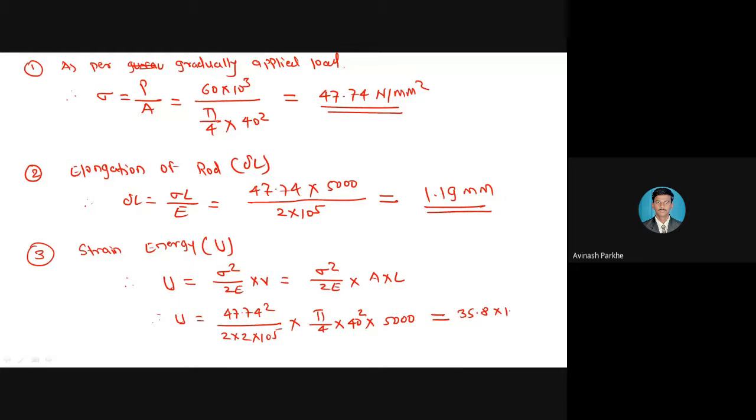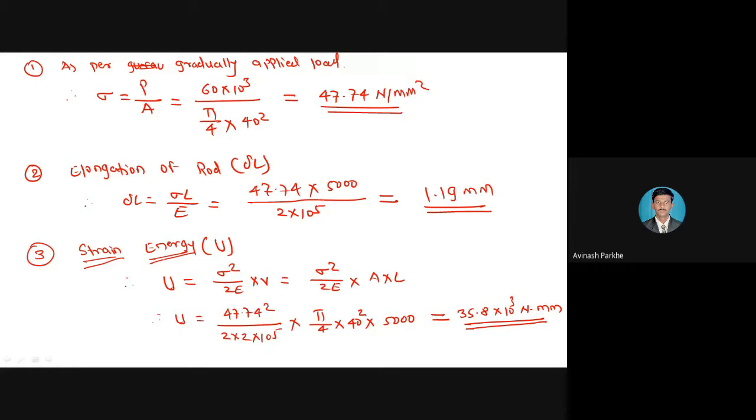35.8 into 10 raised to 3 Newton mm. This will be the strain energy stored in the circular bar due to 60 kilonewton gradually applied load. So whatever these three parameters are, sigma, elongation, and the amount of energy stored, that is U, the strain energy, all are developed due to the 60 kilonewton gradually applied load.